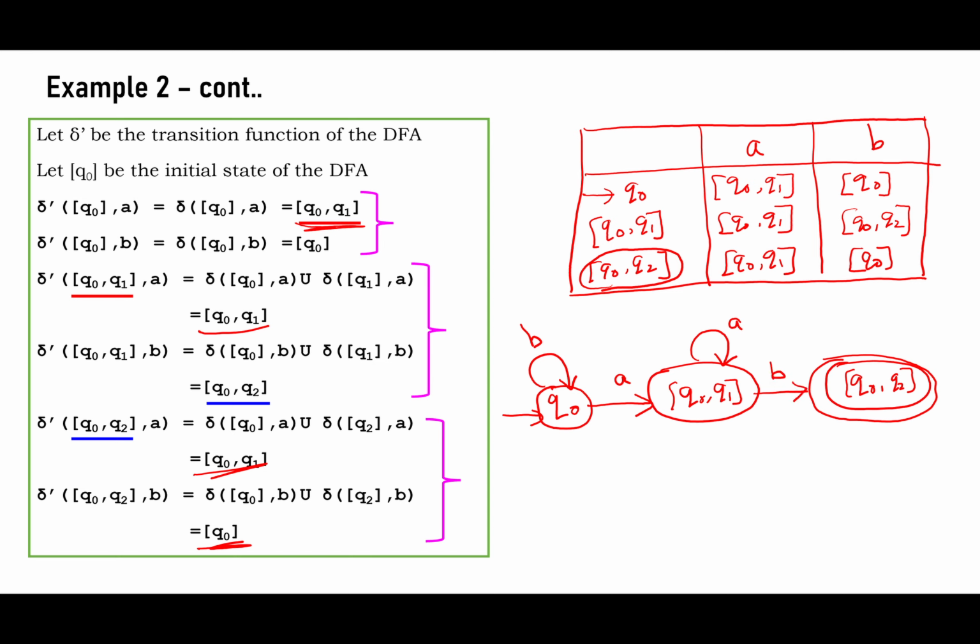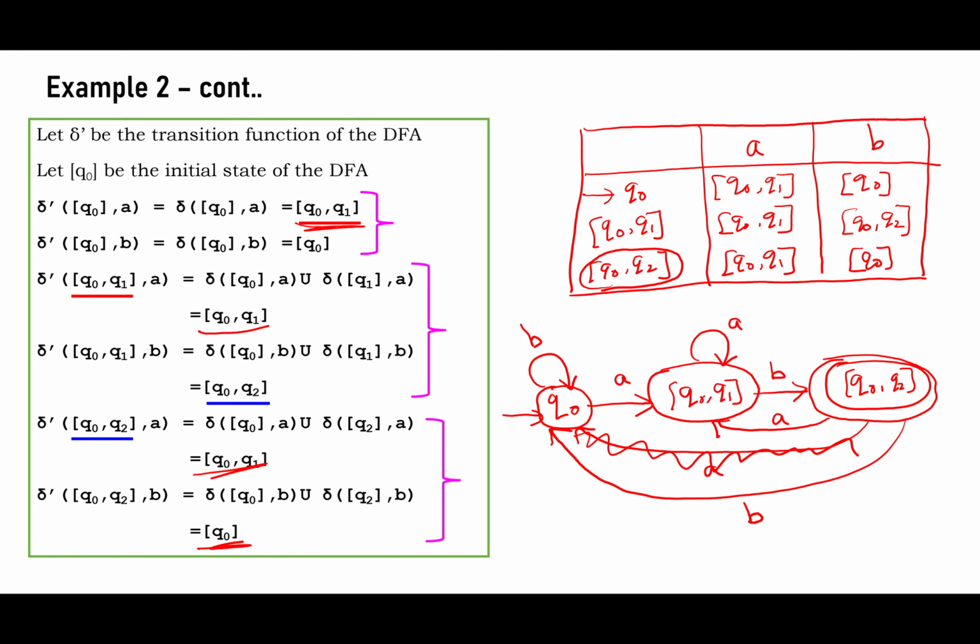It is b. Then what is q0 q2 comma a? It is q0 q1, so it is a. Then what is q0 q2 comma b? Sorry, this is here, this is a. Then what is q0 q2 comma q1? This is b. So this is the transition diagram for the DFA.